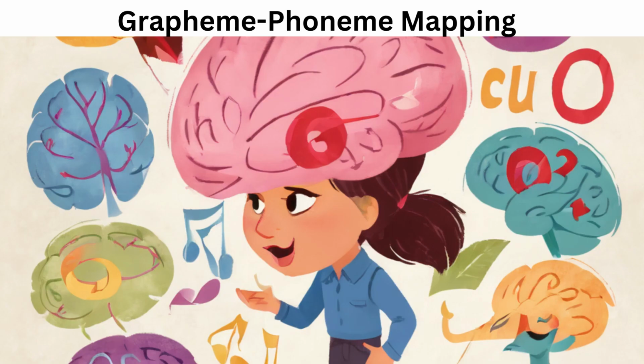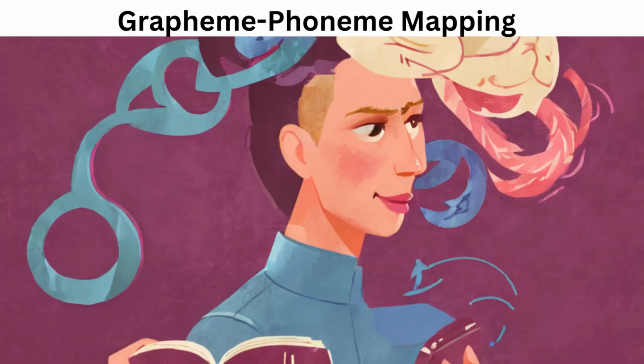Grapheme-phoneme mapping. To read effectively, the brain must establish connections between visual symbols, letters or graphemes, and the corresponding speech sounds, phonemes. This mapping is crucial for understanding the pronunciation of words. The angular gyrus, a region in the parietal lobe, is involved in linking visual symbols to their corresponding phonemic representations.